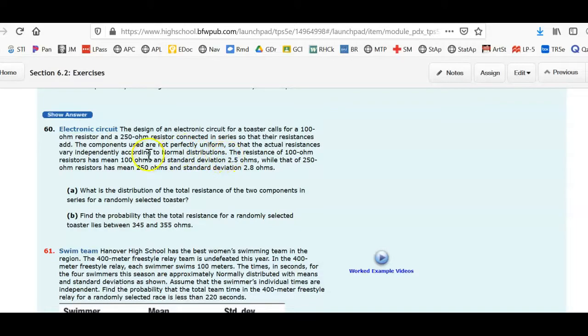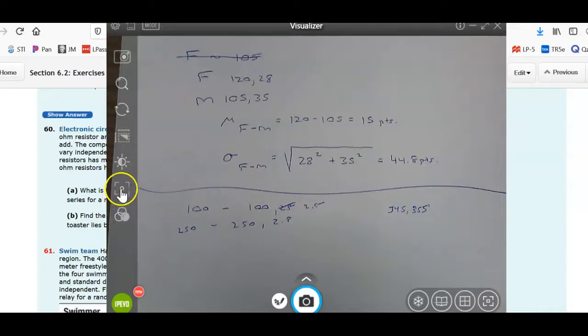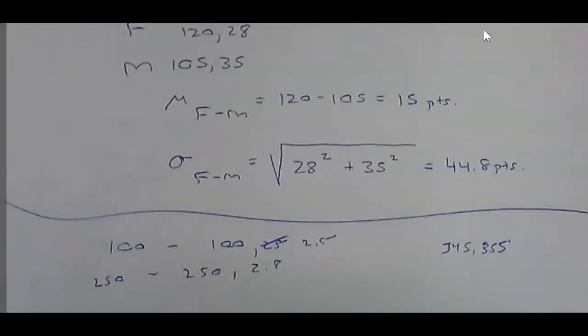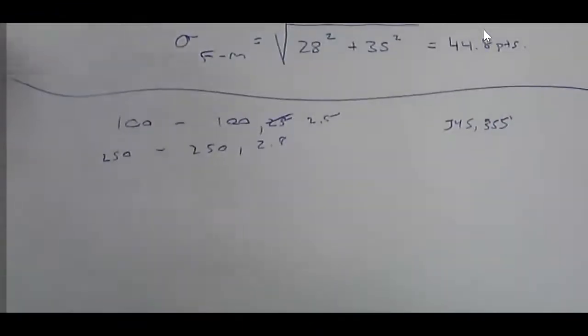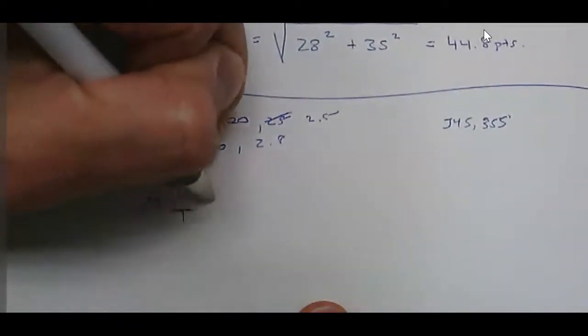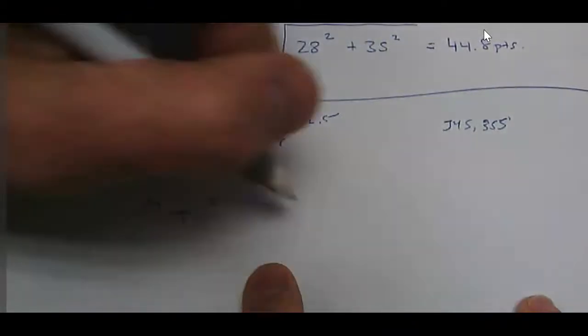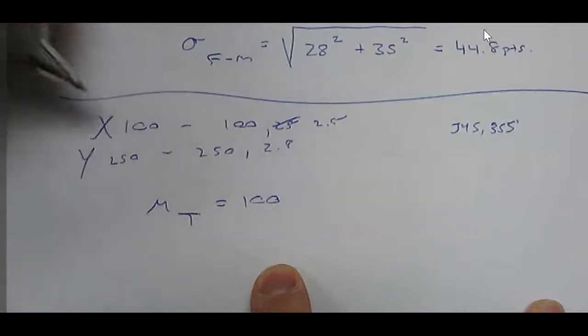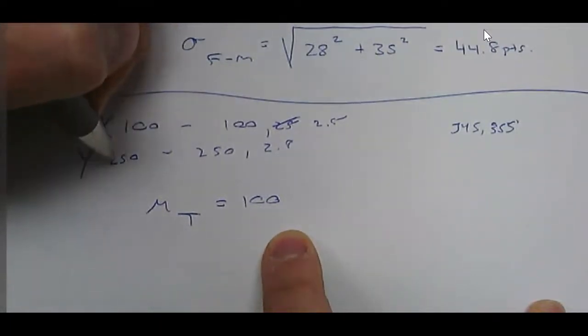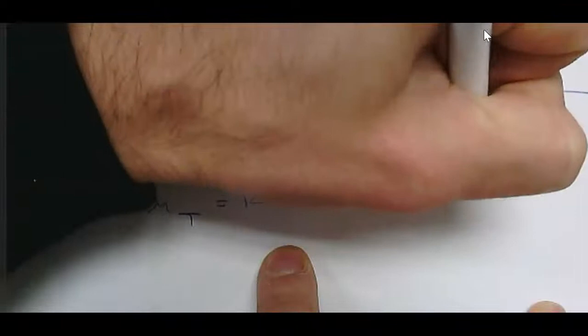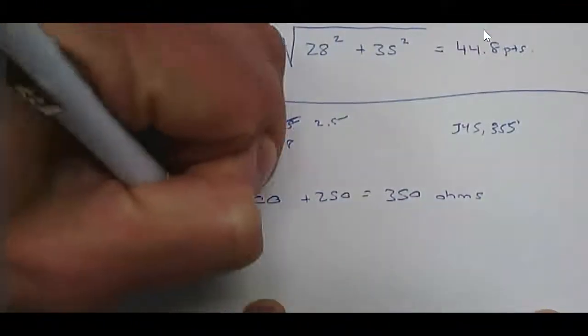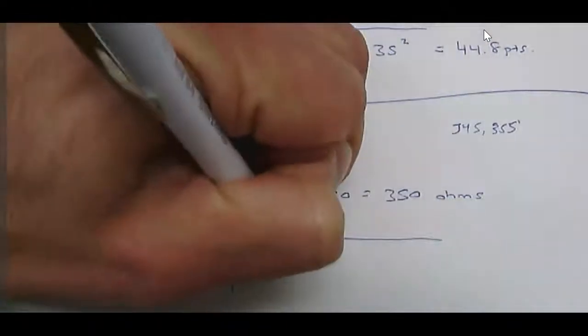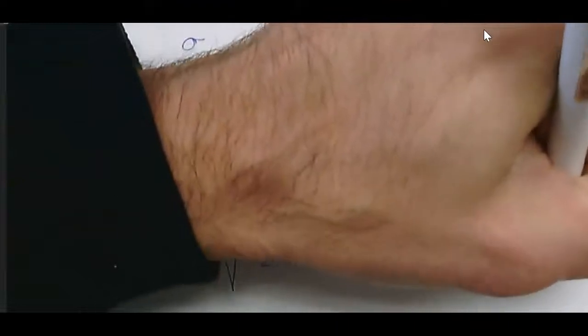Now you'll notice they said they are both normally distributed. So that's going to be extremely important. That's going to allow us to use a normal distribution for our density curve and calculate these probabilities. So in this case, the total amount is going to be the sum. If I call this X and this random variable Y, the mean of the 100 ohm and the 250 ohm resistor. So the total mean would be 350 ohms. And the standard deviation of the total, I'm going to add the variances. So the 2.5 squared plus the 2.8 squared. And that's going to give me about 3.75 ohms.